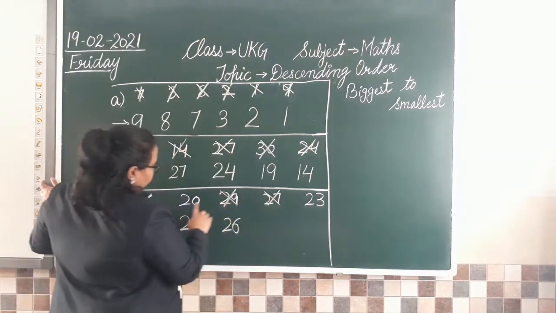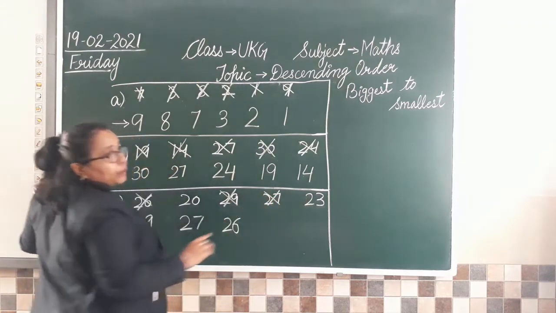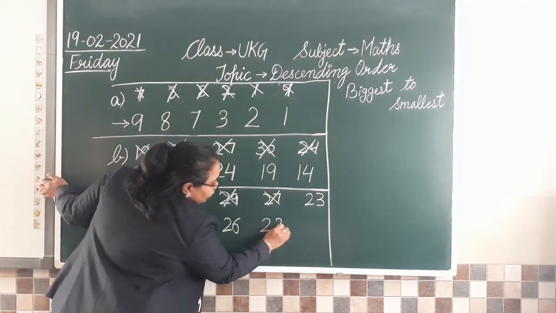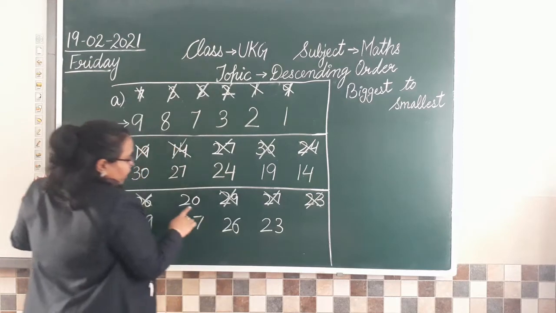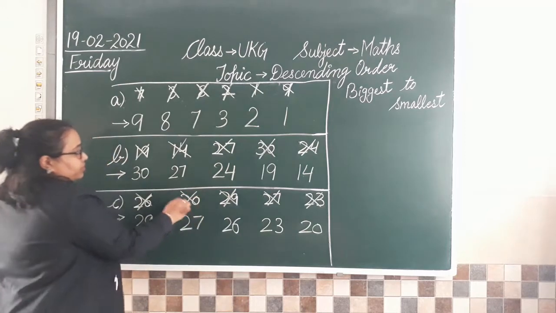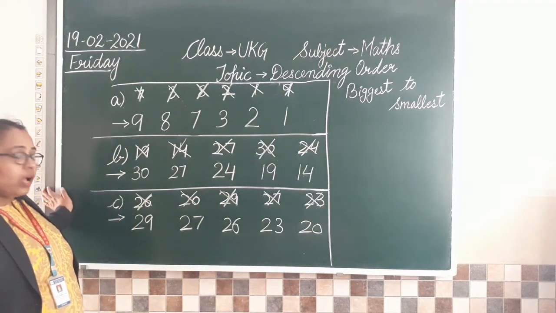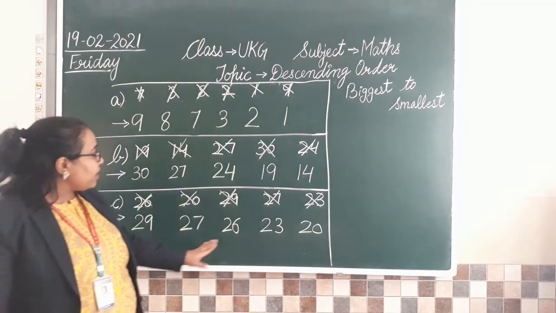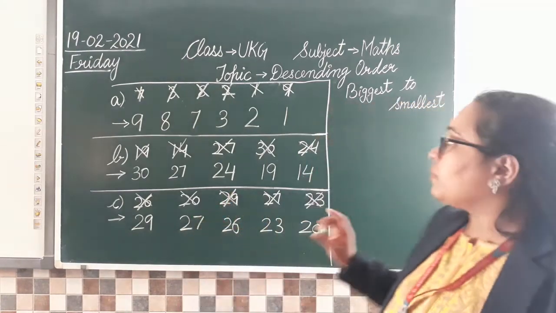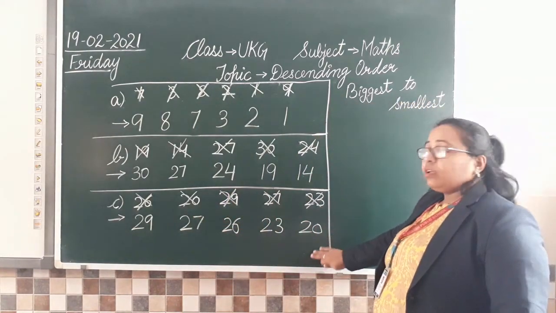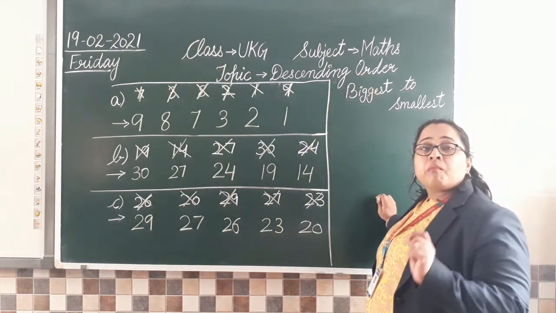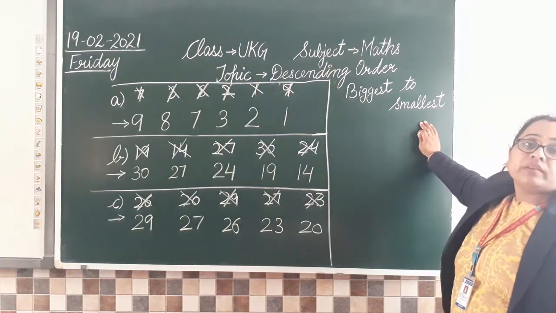Now we have 20 and 23. अब बताइए इनमें बड़ा कौन सा है? 23 one is bigger. So you will write 23 here, cross it, and then last we have 20. So we will write 20 and we will cross it. Is that clear? Now see 29, 27, 26, 23, 20. Now if you will see all the three series here, we have arranged them in descending order, where we have written numbers from biggest to smallest.